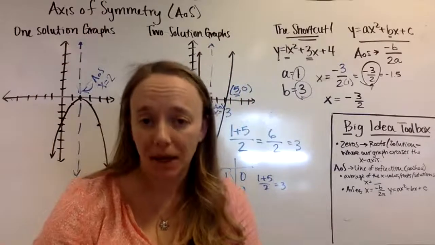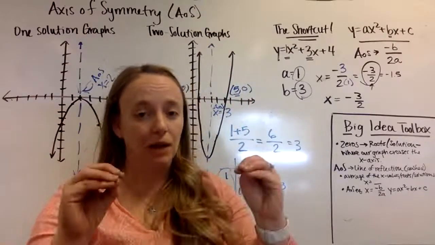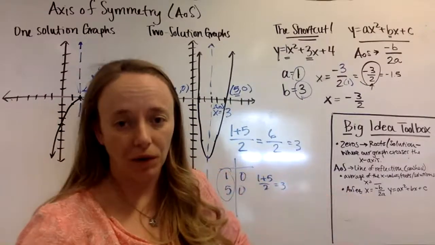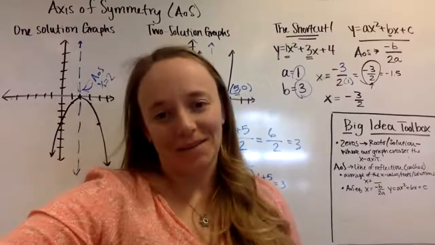Anyways, big ideas, axis of symmetry. You can average the roots, or you can use this awesome equation, negative b over 2a.